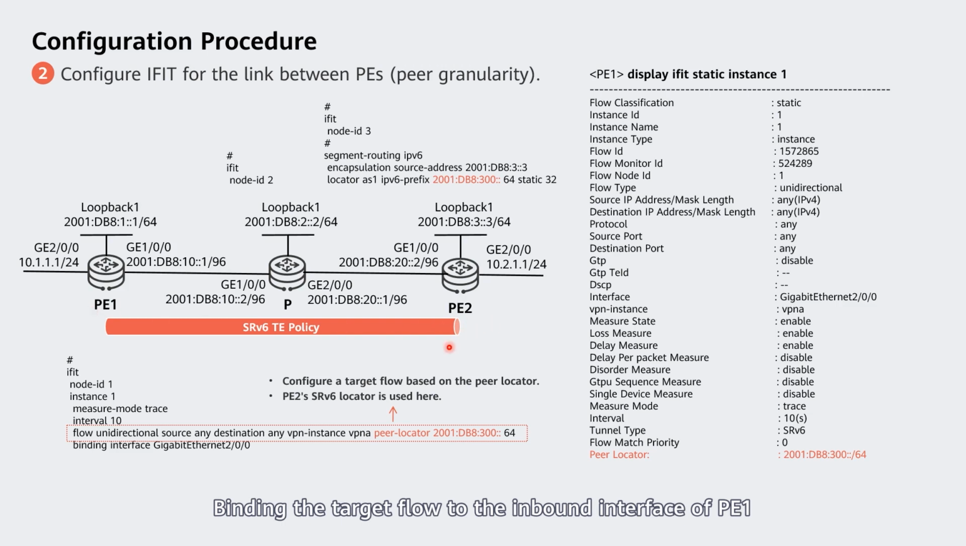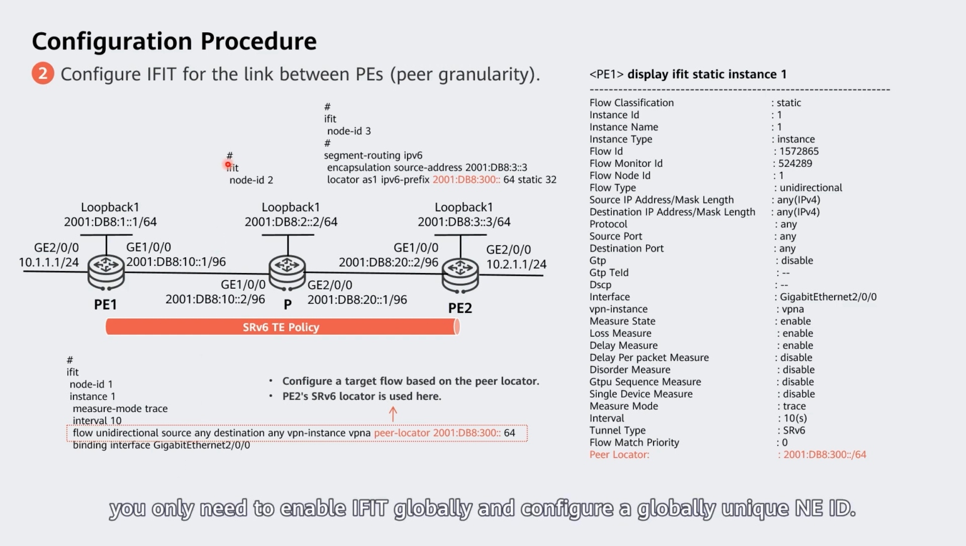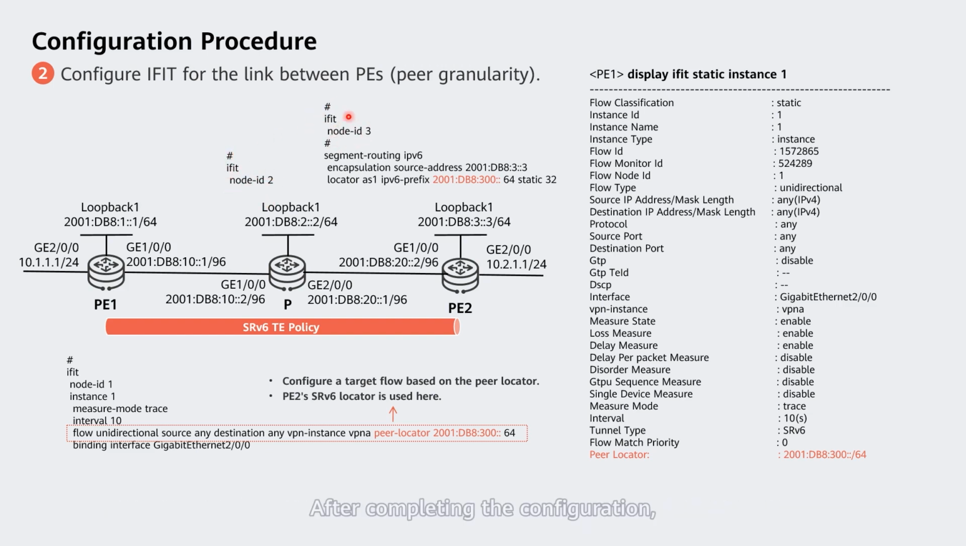Binding the target flow to the inbound interface of PE1 wraps up the configuration on the ingress. For transit and egress nodes, you only need to enable IFIT globally and configure a globally unique NE ID. After completing the configuration, you can run the display IFIT command on PE1 to check information about the flow type, instance ID, flow ID, peer locator, tunnel type, and more.